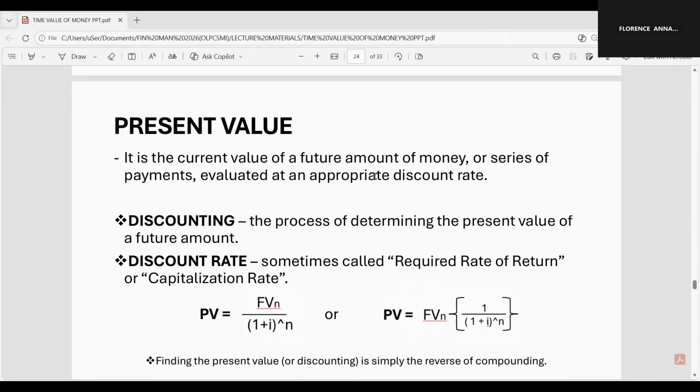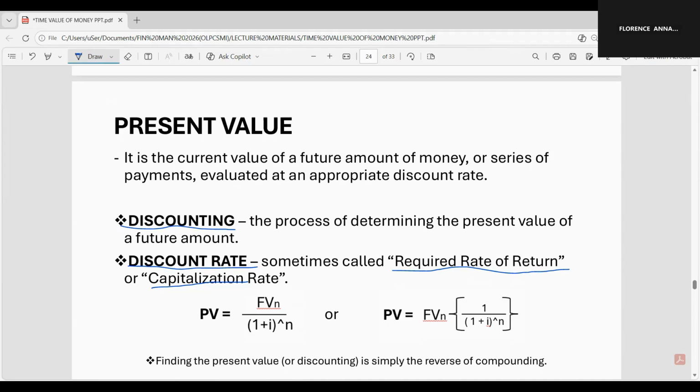Okay, so now we move with your present value. When we say present value, sabi natin kanina, it is the current value of a future amount of money or series of payments evaluated at an appropriate discount rate. Meron tayong tinatawag na discounting, which is the process of determining the present value of a future amount. And meron tayong tinatawag na discount rate, which is also your capitalization rate or required rate of return. Basically, it's the interest rate.